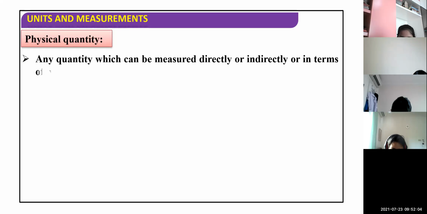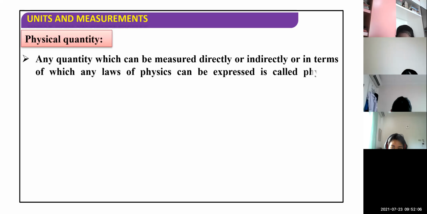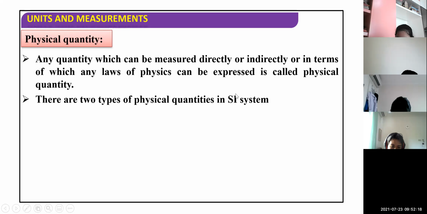We discussed already about physical quantity. Again, there is a definition: any quantity which can be measured directly or indirectly, or in which any laws of physics can be expressed, is called a physical quantity. And students, there are two types of physical quantities in the SI system. Now students, this SI system that I have discussed till now is not available in your textbook. These are the basic parts, basic information, just an introduction.